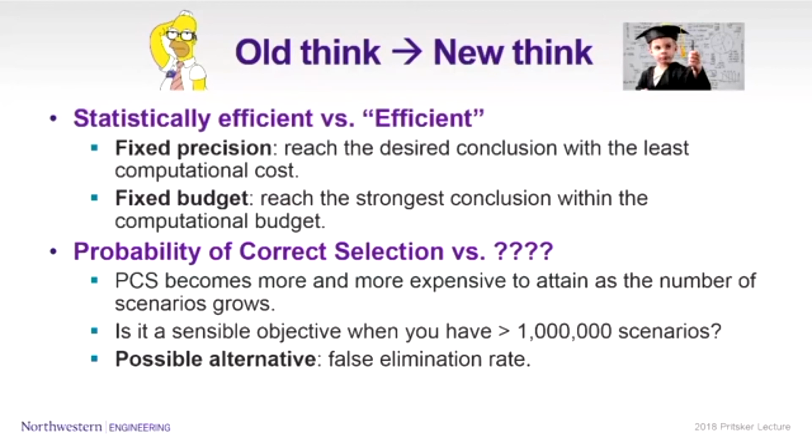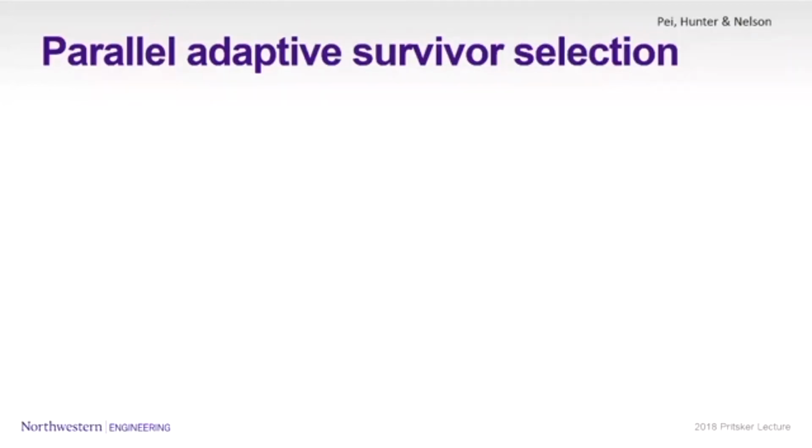So we're going to propose, as one objective, false elimination rate, which says the rate at which I throw away good designs for that TSA system should be controlled. Right? And that's going to scale up. Okay, we call this parallel adaptive survivor selection.